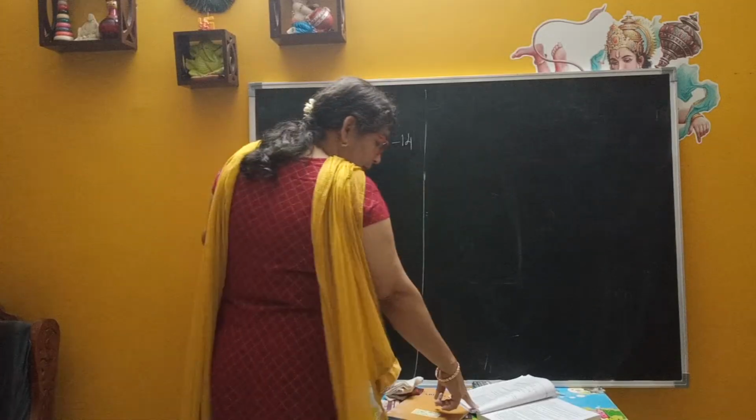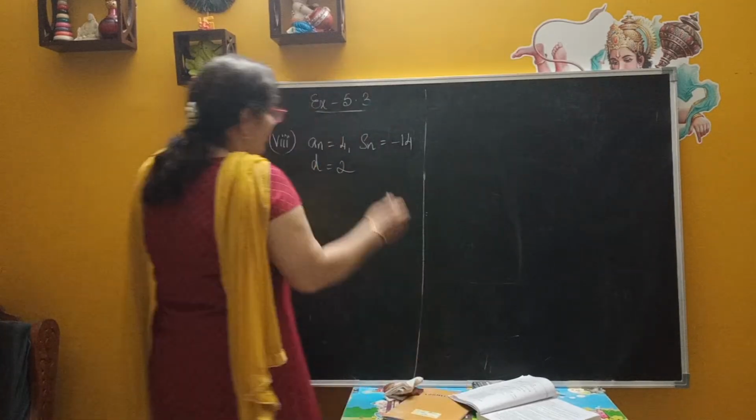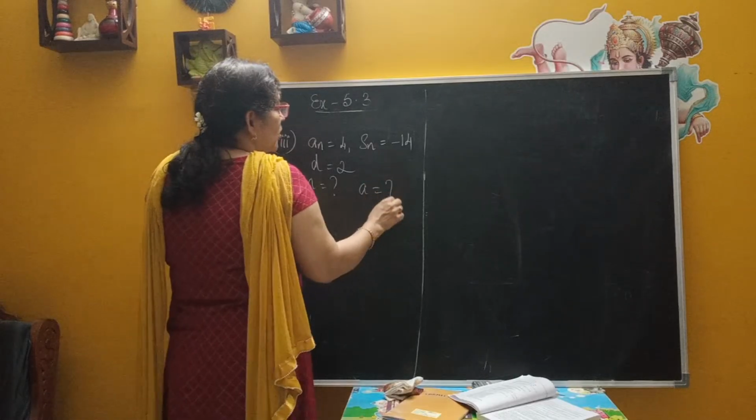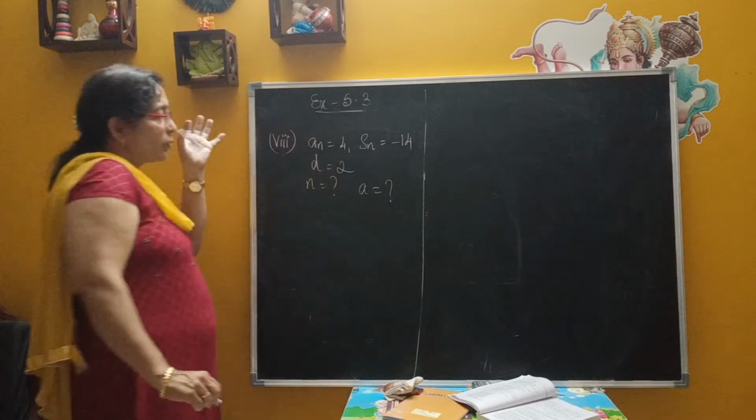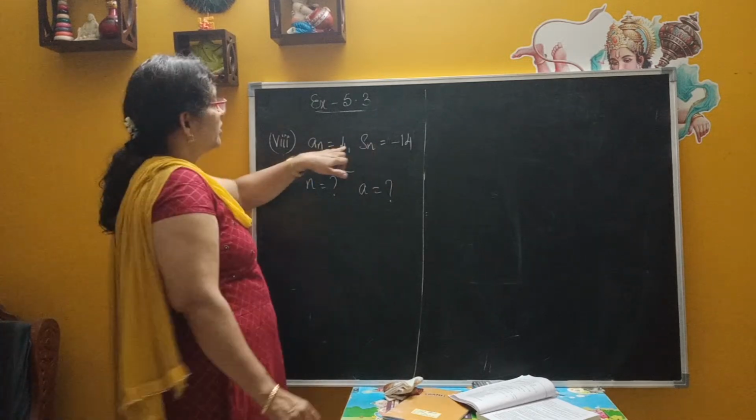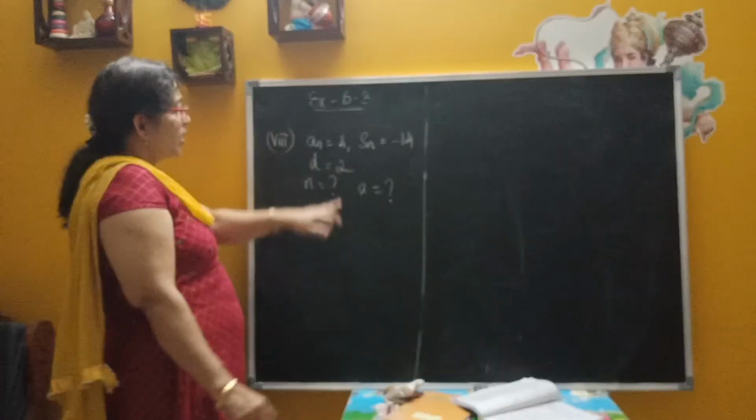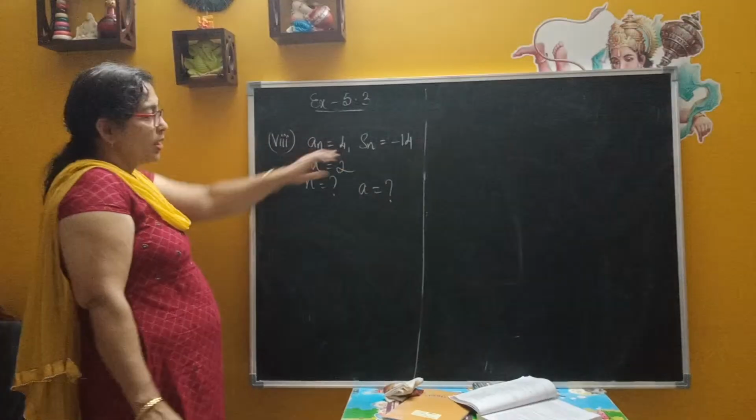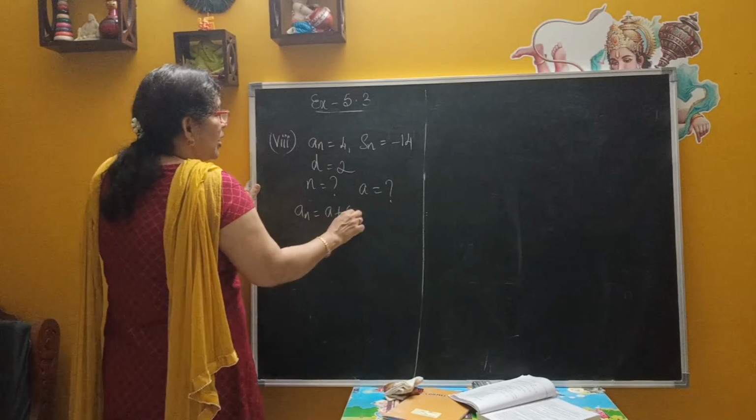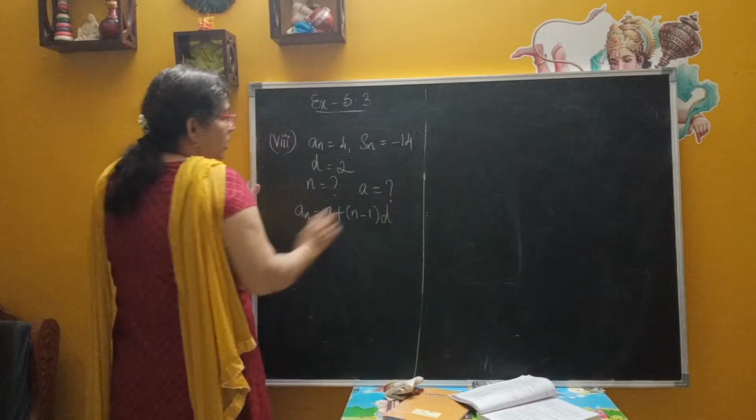What is asked to find? It is asked to find n and a. N how much? A how much? How do you find this? So both the sum of n terms is given and nth term is also given. So formula an is equal to, what is the formula? A plus n minus 1 into d. This is for nth term.